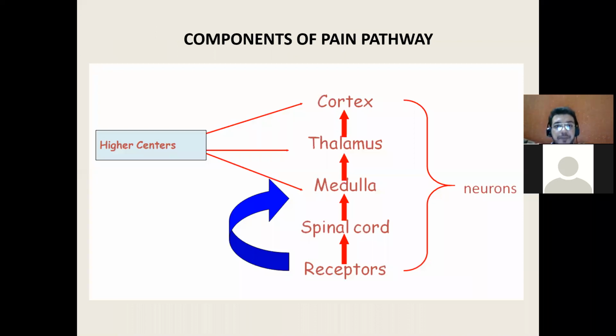This is the summary of the components of the pain pathway. From the receptors, it goes to the spinal cord. From the spinal cord, it goes to the medulla. From the medulla, it goes to the thalamus. From the thalamus, it goes to the cortex. So please understand that this is the way the fibers are traveling, and they are dividing into various neurons at the various synaptic junctions, and the components are all traveling with the help of a neurotransmitter, which sends the transmission from the primary neuron to the secondary neuron to the tertiary neurons.